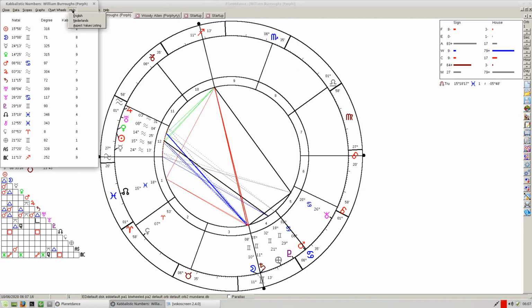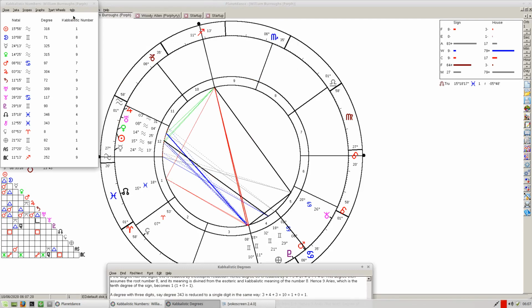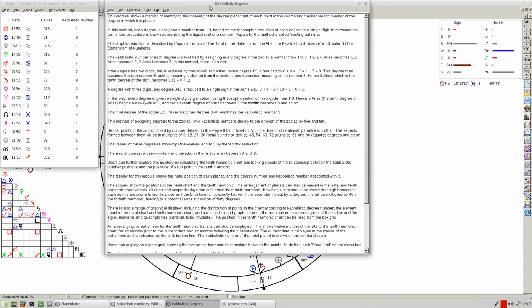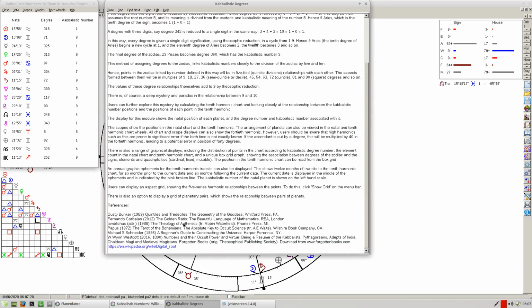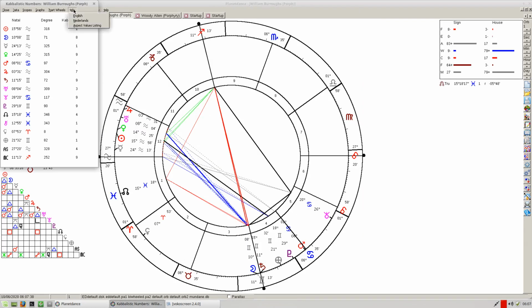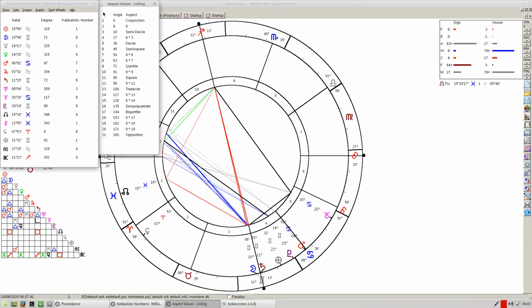To help you through, there's also a comprehensive help file, and you can find information there about Kabbalistic degrees, which are developed specifically for Planetdance. This is also available in Dutch, and you have the aspect values listing, which shows you all the relevant angular relationships within the Kabbalistic degrees system.